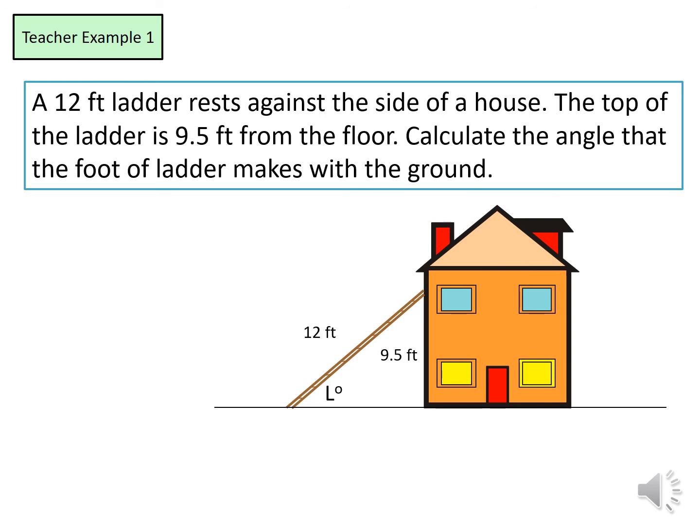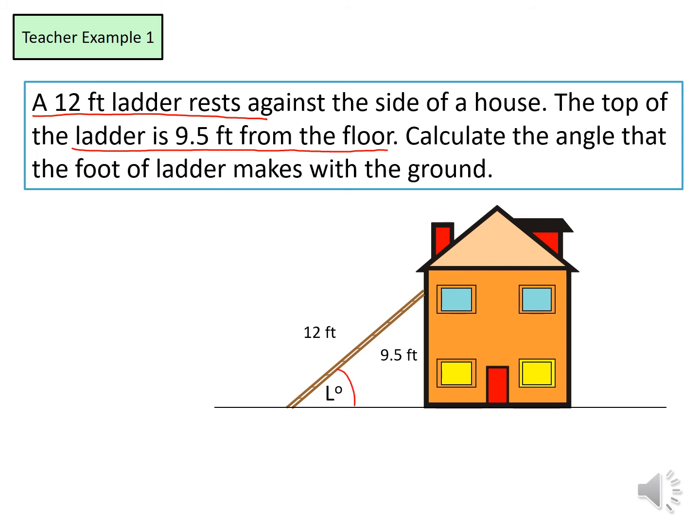Alright guys, first things first, you need to highlight the key information, because not all the time will the sketches be there for you. So a 12-foot ladder rests against the side of the house. The top of the ladder is 9.5 feet from the floor, and as you can see, the sketch is drawn for you already. We need to work out the angle the foot of the ladder makes with the ground.